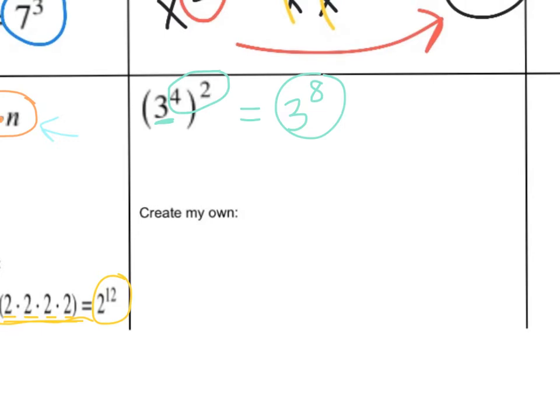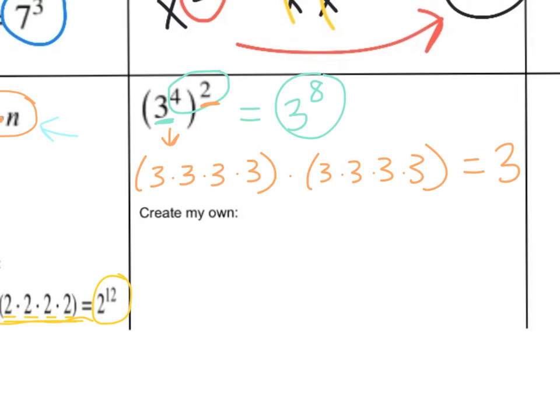Now I do want to take a second to show you what this looks like if we expanded it, why this works. So in the parentheses we have 3 to the 4th power, which would look like this if I expanded it. And the second exponent says there's 2 groups of this. So there's group 1 and here's group 2. So how many 3's do we have? 3 to what power? 1, 2, 3, 4, 5, 6, 7, 8. So it's 3 to the 8th power. So it does work.